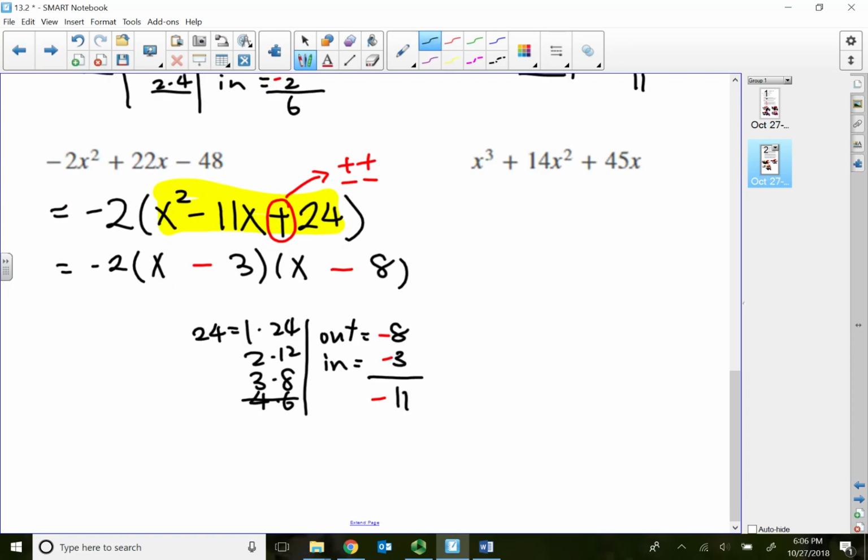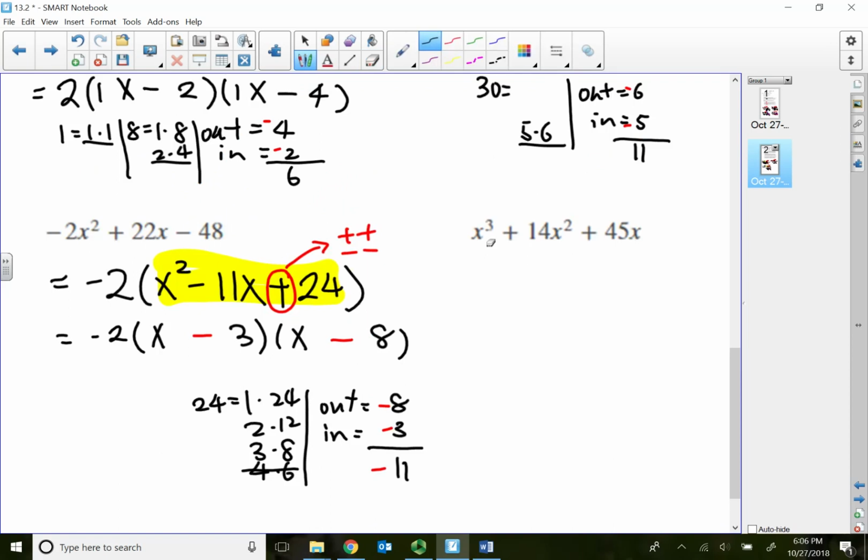Oh, before I forget, does it make a difference if I do negative 2 times x minus 8 times x minus 3? No, this is the same answer as this one because we got exactly the same thing in the parentheses. So that's still the same answer. Okay, commutative property.